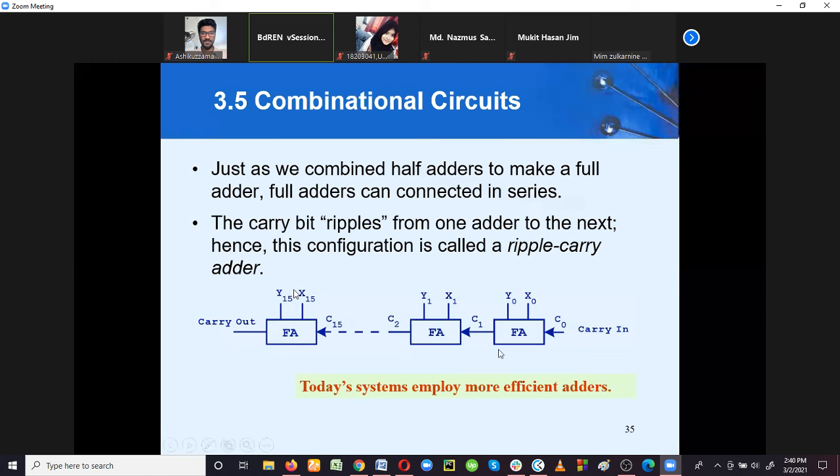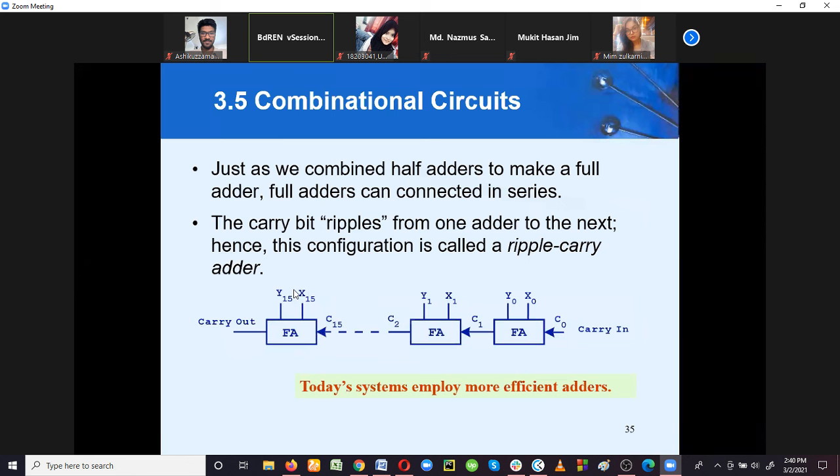Okay, so this is the figure of an adder. All the adders, FA means full adder. Here we can see 3 full adders, and many dots are given here. That means many, up to C15: first adder C1, second adder C2, carry 1, carry 2, carry 15. That means you can use as many adders as you want, but they should be connected in series.